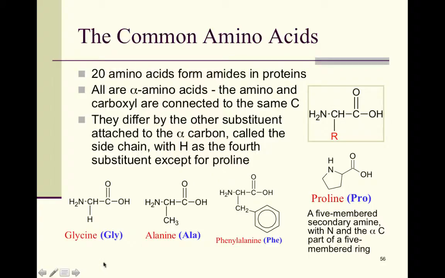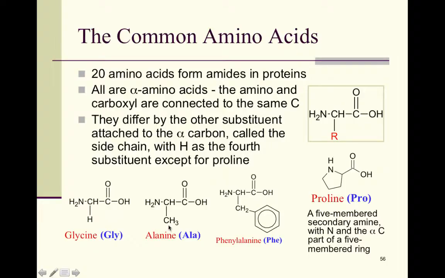Here are examples of a few of the amino acids. Glycine, its R group is hydrogen, so it's the smallest of the amino acids. Its name is glycine, and its three-letter abbreviation is GLY. Chemists tend to use the three-letter abbreviation. There is a one-letter abbreviation used more in biology, but chemists like the three-letter abbreviation because of our element symbols. We don't want to get confused with some of those.